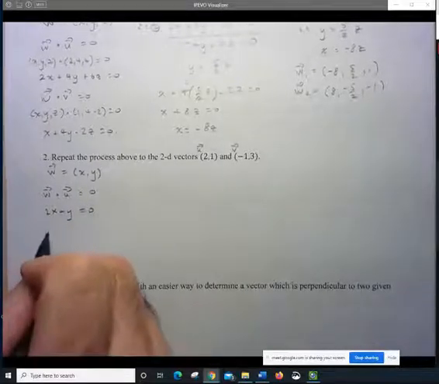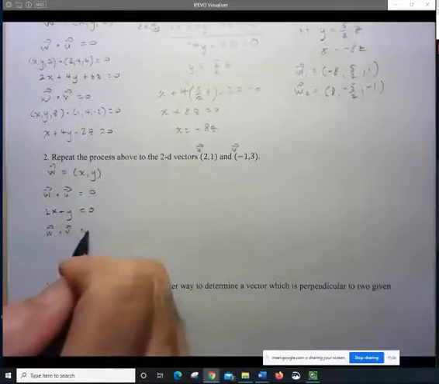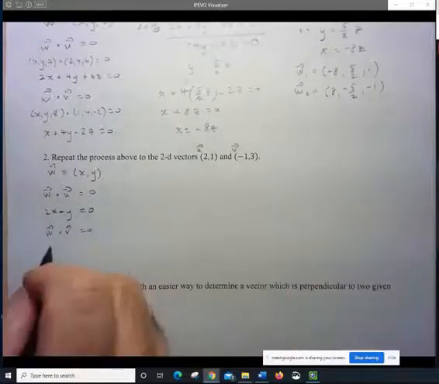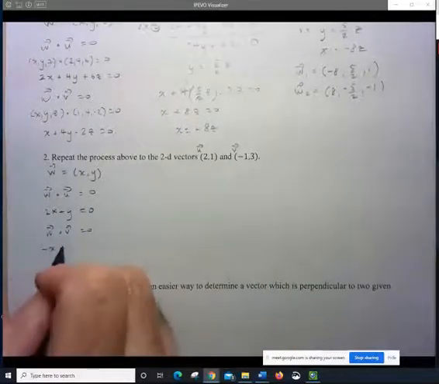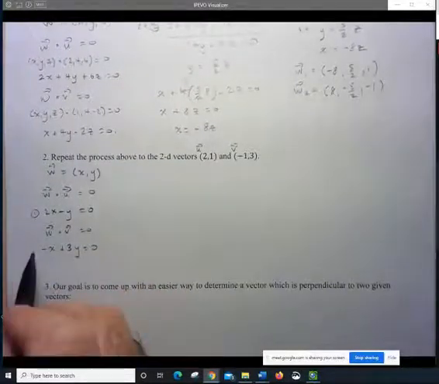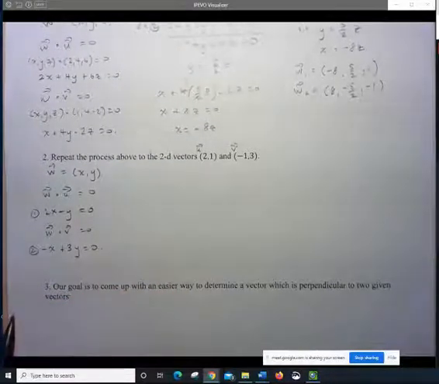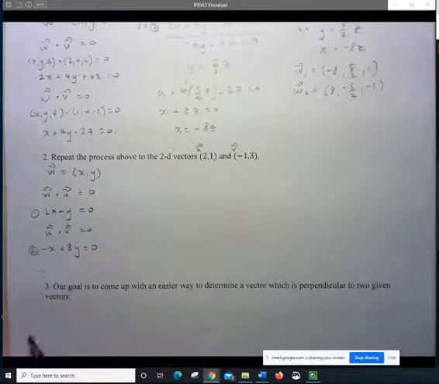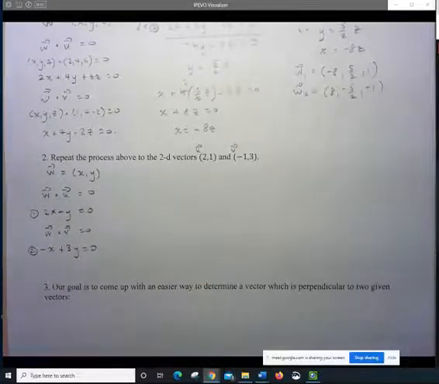And then if I do the same thing with vector V, what do we end up with? Well, we end up with negative x plus 3y equals 0. So again, I end up with a system of equations. And this looks good because I actually have two equations and two unknowns. But what happened when you tried to solve that? Did anything interesting happen? You realize that the solution to this equation is just 0, 0.